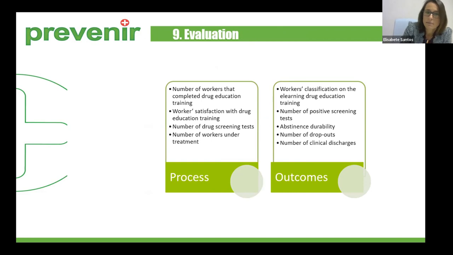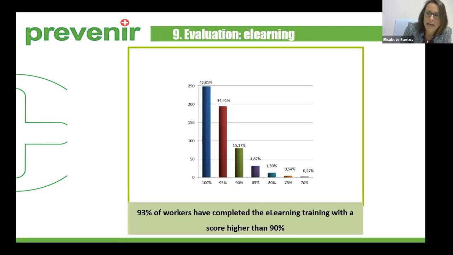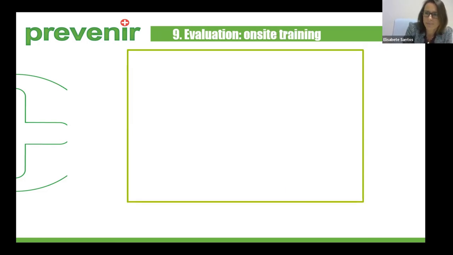So as for the process, the number of workers, the worker satisfaction with training, the number of screening tests, the number of workers under treatment. And for the outcomes, the abstinence durability, the number of dropouts, the number of clinical discharges, etc. And I have three real examples to share with you. So as for the e-learning, here you have the score accomplished by the end of the e-learning, and we have 93% of workers that finish the e-learning with a classification higher than 90%. Because they are assessed along the e-learning training, I think it's a very good result. People really absorb the contents.